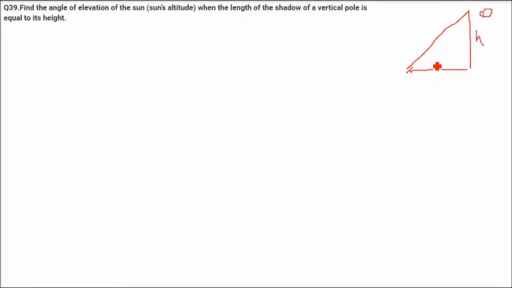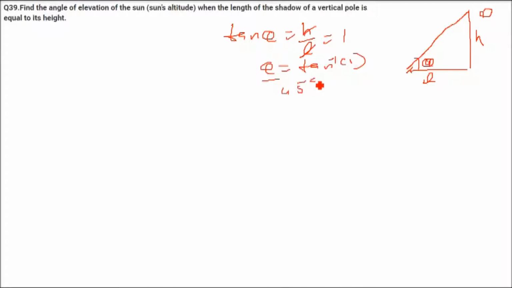And the height of the pole is also equal to the length of the shadow, h and l. So when these are equal, this is theta. Let us take it as tan theta. Tan theta is h by l. And h and l are equal. So you can write it as 1. Tan theta is 1. So theta is tan inverse of 1, which is equal to 45 degree.